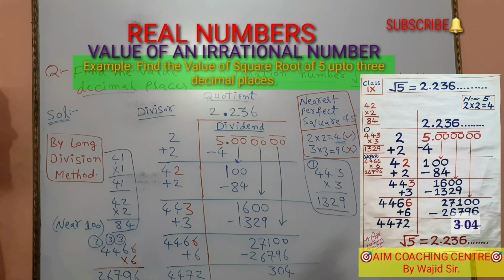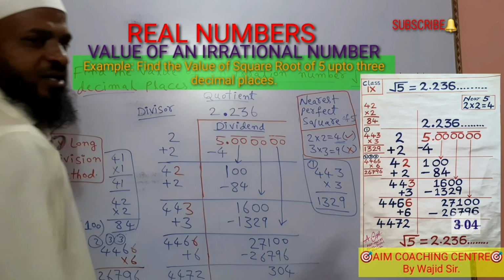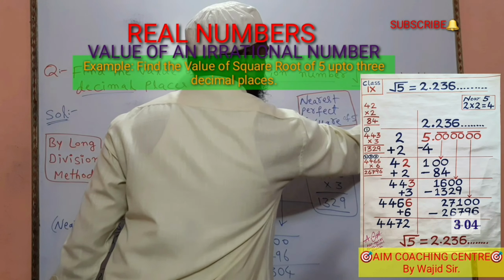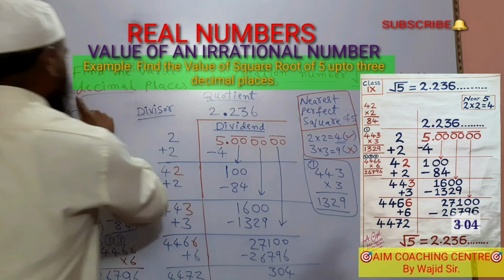Now our process is over up to 30 decimal places. What is the question asking? Start with 5 up to 30 decimal.